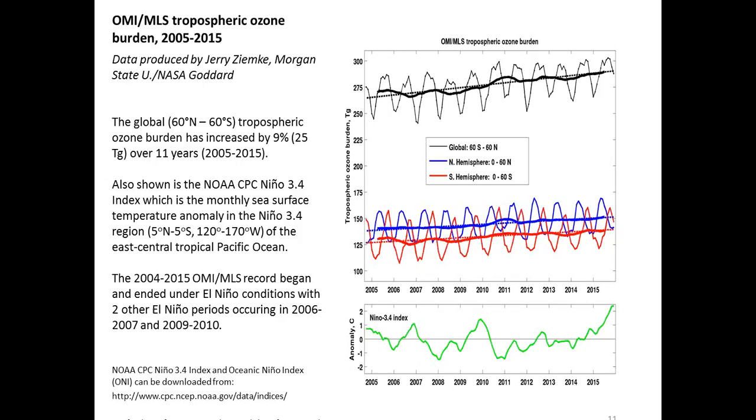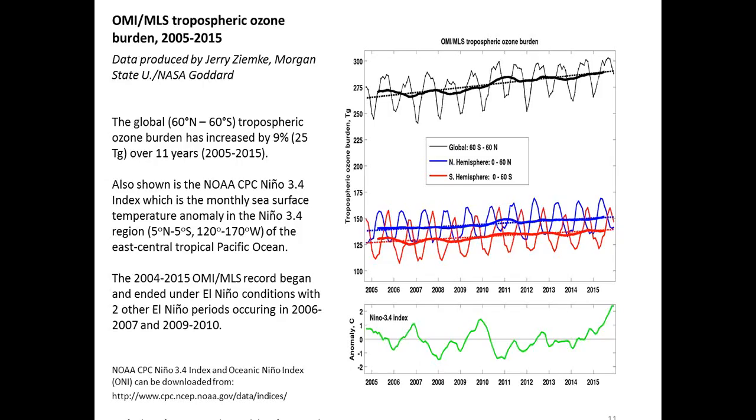The thick line that goes up and down through it is the 12-month running mean. And this dashed straight line through it is a straight line fit. That is a significant increase. That's an increase of 9% globally over the past 11 years. The interannual variability is only about 5 teragrams, so the overall increase is 25 teragrams. As I'll show later, I'm thinking this is probably due to emissions rather than climate variability.